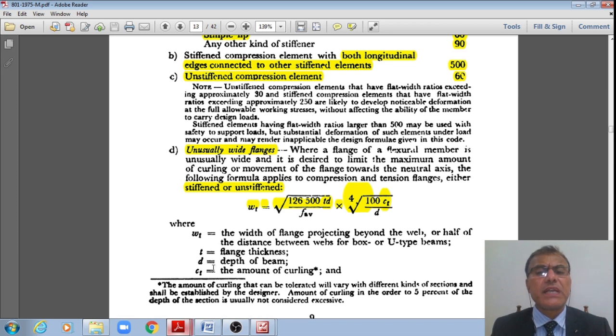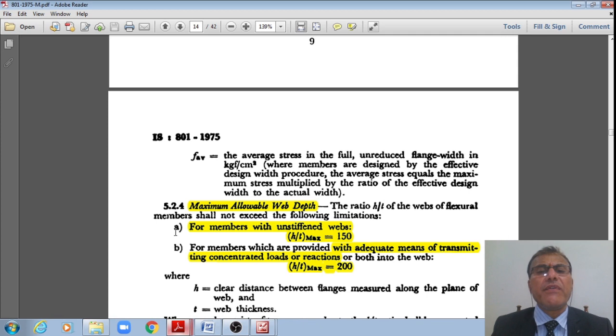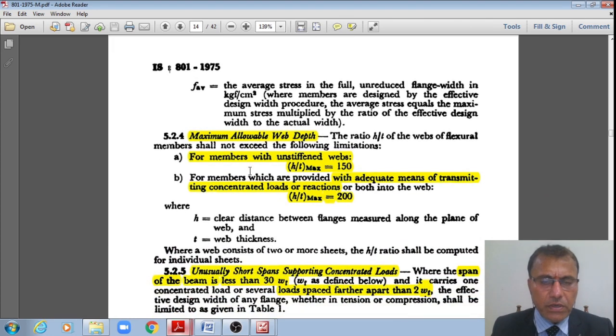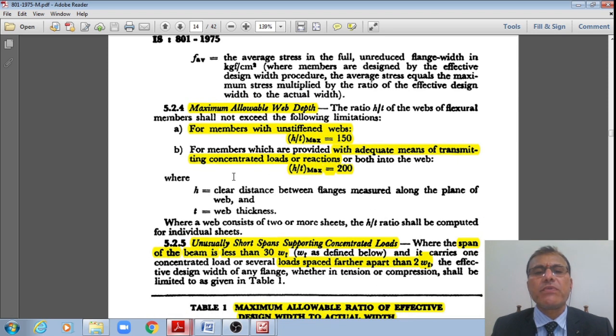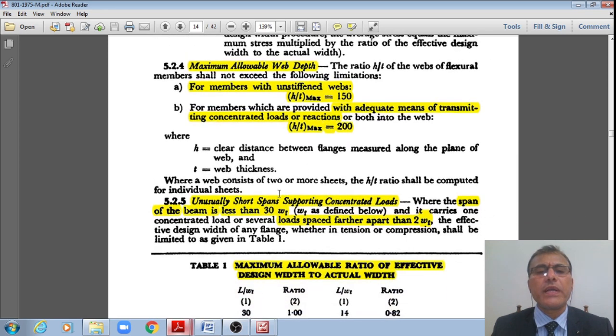where t is the flange thickness, d is the depth of the beam, and CF is the amount of the curling. I'll explain what is curling, right? Where FA is the average stress in the full unreduced flange width in kg per centimeter square, right? Now next one, we'll see the definition of the curling, student, at a later point, right? And next one is the maximum allowable web depth for members with unstiffened webs, h by t maximum is equal to 150, whereas for members which are provided with adequate means of transmitting concentrated loads or reactions, h by t maximum is equal to 200.